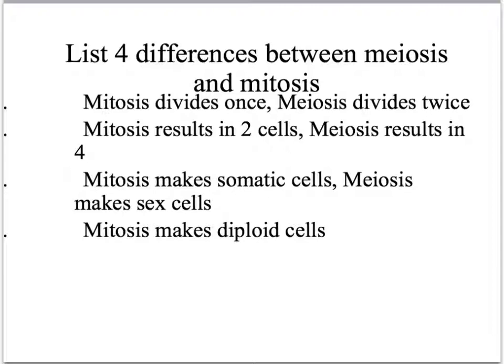Mitosis is making somatic cells, and meiosis is only making egg and sperm, or sex cells. And lastly, mitosis is making diploid cells, while meiosis makes haploid. Remember that in humans, diploid cells contain 46 chromosomes and haploid contain 23. At this point, you should feel confident with the cell cycle, mitosis and meiosis. But if you don't, you should make sure to ask questions before filling in your review packet or while filling in your review packet.